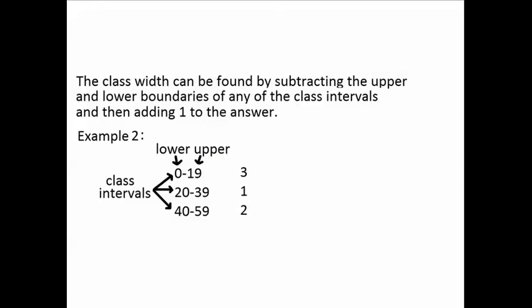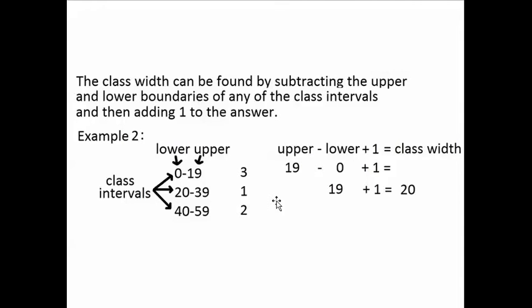And that can also be found by just picking a certain class interval and subtracting the upper number by the lower number and adding 1. So 19 minus 0 is 19. And then 19 plus 1 is 20. And like I said, this table has a class width of 20.